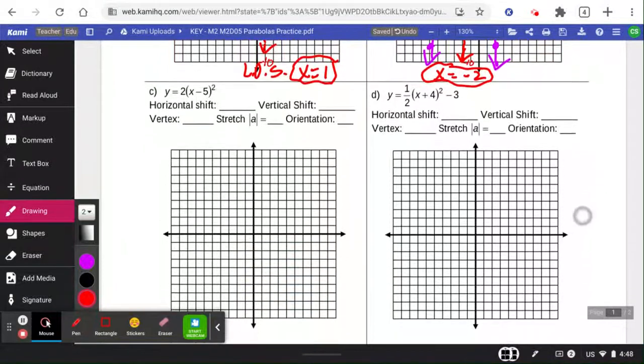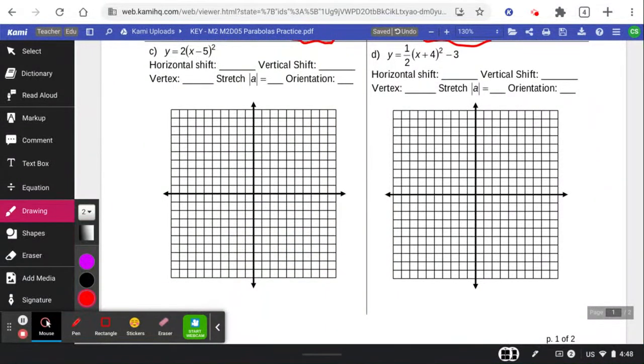Okay, remember to pause the video and try things on your own. See how you do. Let's go check out this next one. See if you can fill in any of these missing features.